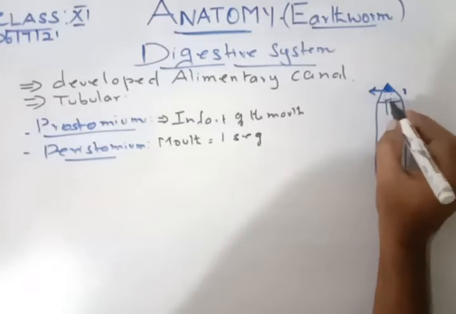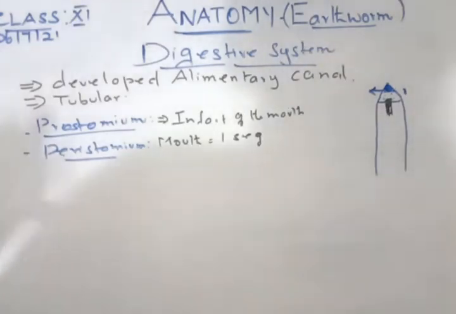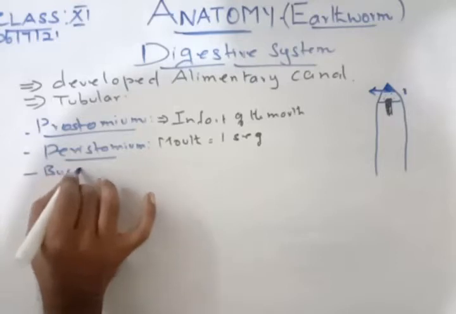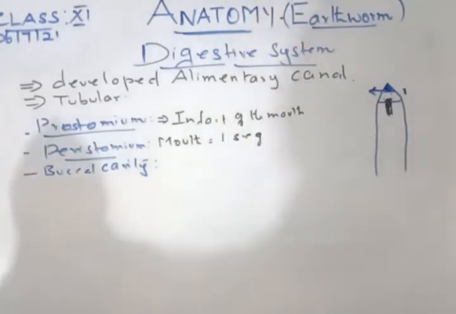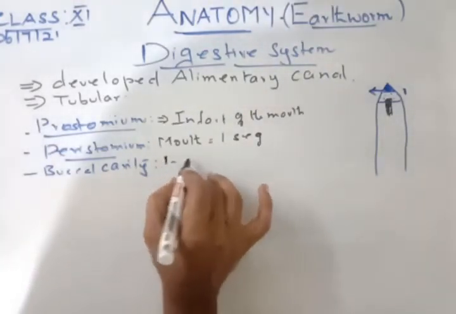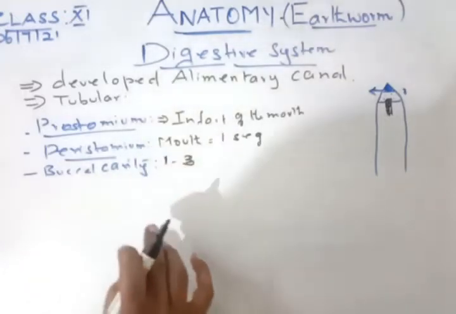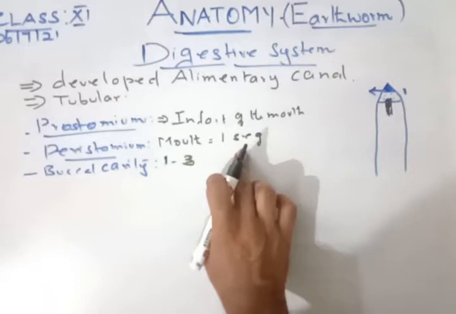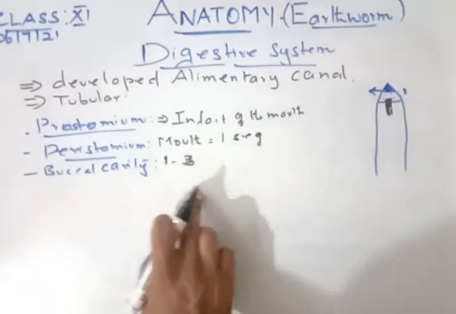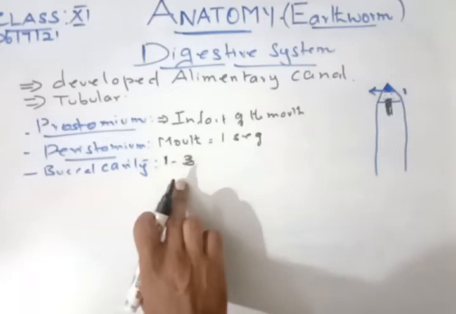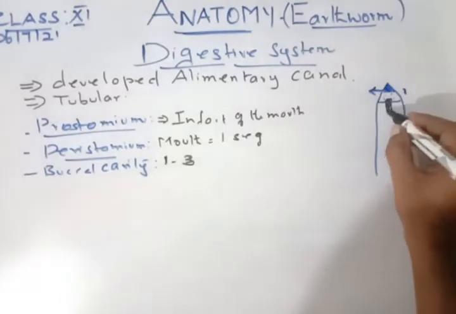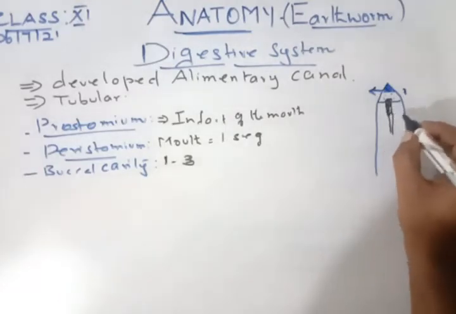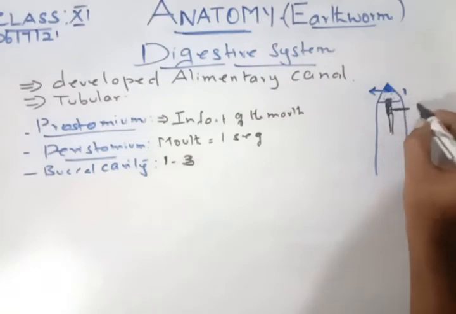So this is called the buccal cavity, and this buccal cavity is the third one. The buccal cavity will be starting from the first segment to the third segment. That means from the mouth, in the first segment, we have a continuation of this buccal cavity. So the buccal cavity is from the first segment to the third segment. Then we have another segment here. So it goes around like this further.